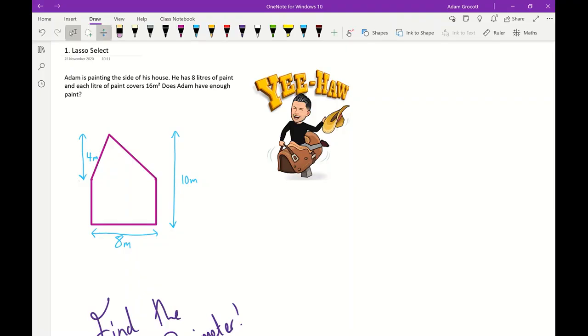And these generally exclusive videos are 5 reasons why I love using OneNote whilst teaching maths. Number 1, Lasso Select. It can be found under the Draw tab here in OneNote.